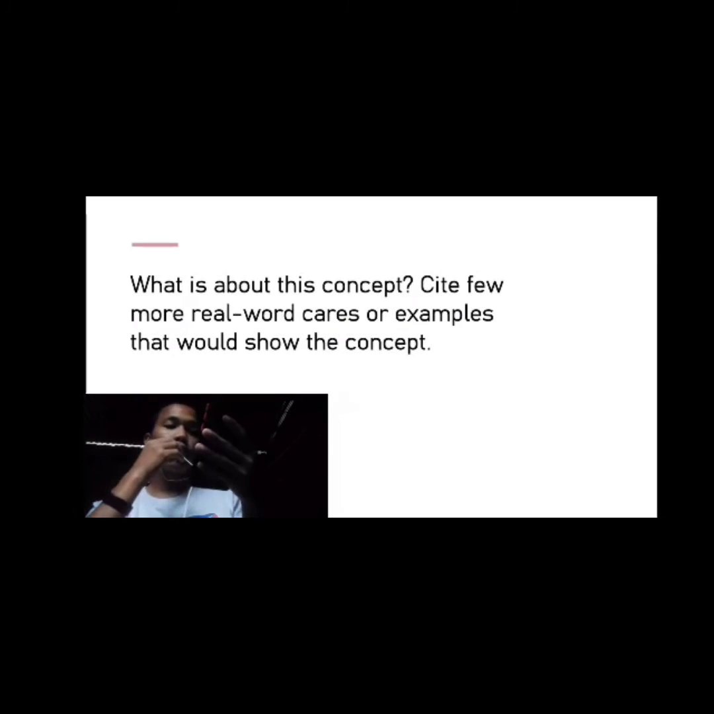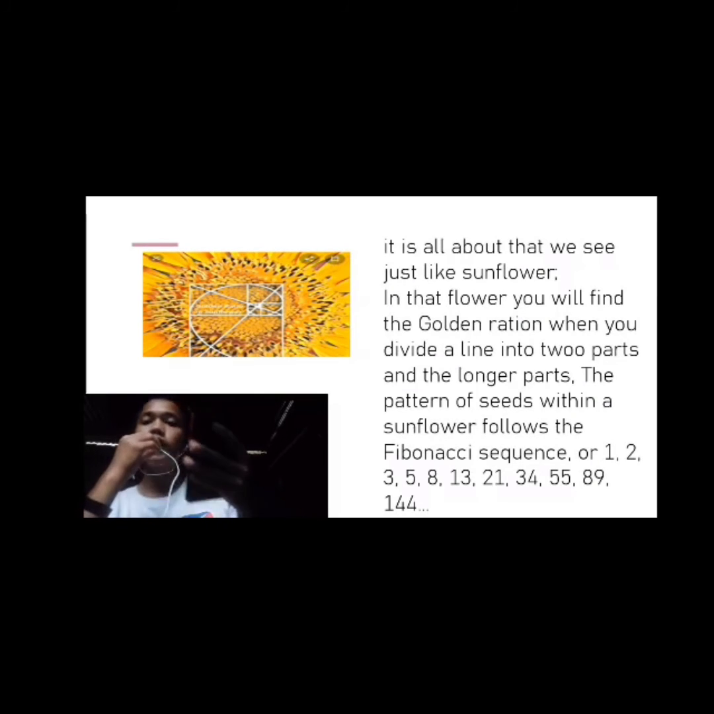What is this concept about? Cite a few more real-world cases or examples that show the concept. It is all about what we see, just like a sunflower. In that flower, you will find the golden ratio, when you divide a line into two parts and the longer part is divided by the shorter part. The pattern of seeds within a sunflower follows the Fibonacci sequence, or 1, 2, 3, 5, 8, 13, 21, 34, 55, 89, and 144, and so on.